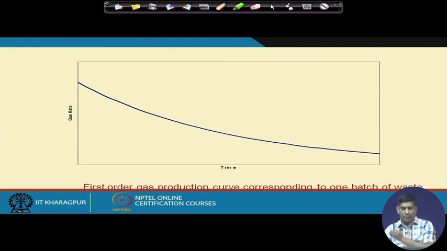So you can plot it. It is a first-order gas production curve corresponding to one batch of waste, say January 1st, 2017. Similarly, we can have January 2, 2017, January 3, 2017, but that would be too many graphs. So what we usually try to do is do it monthly.